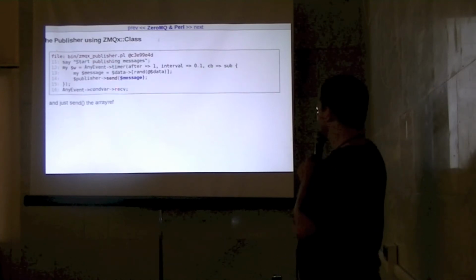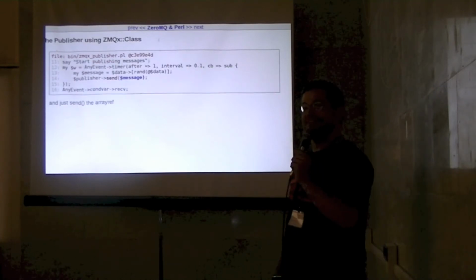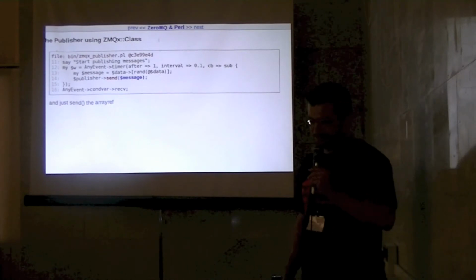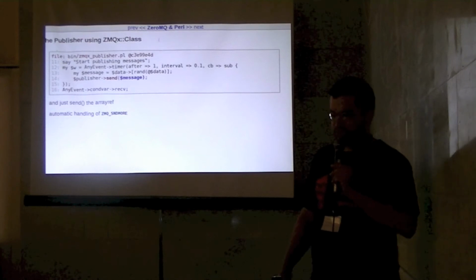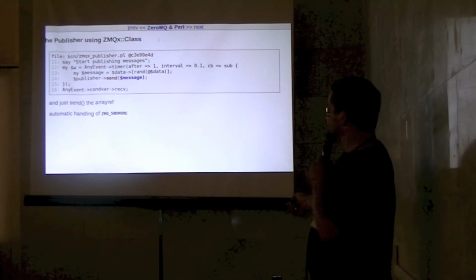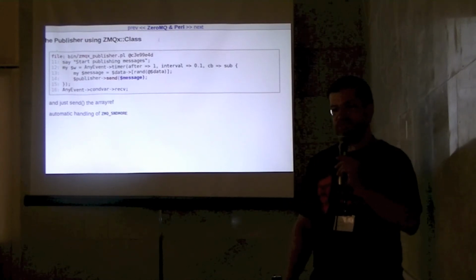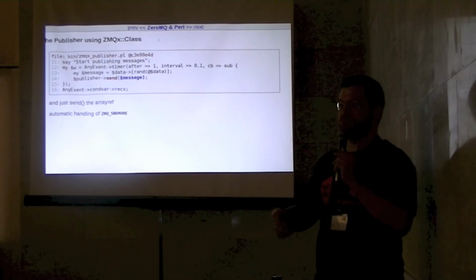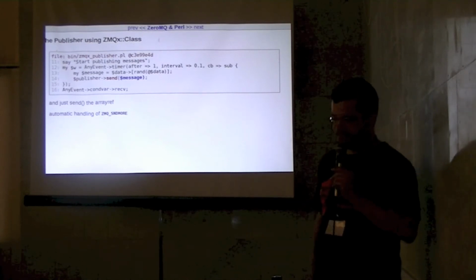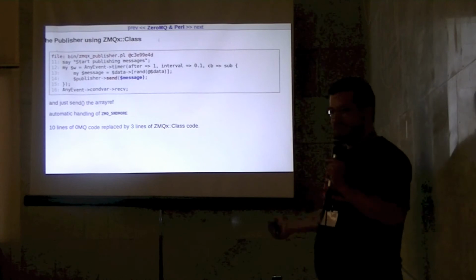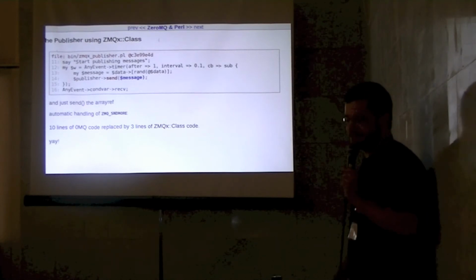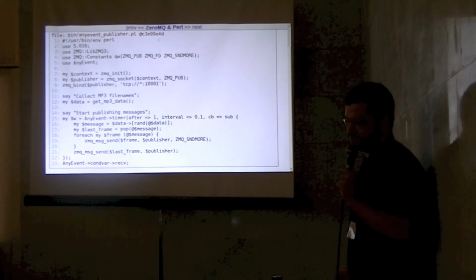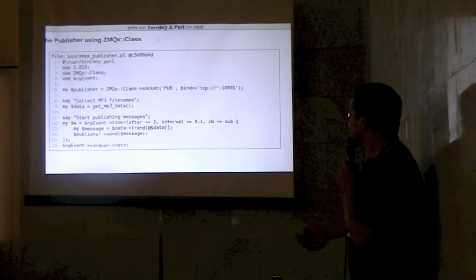To send a message, just send a message. Internally it does all the ZeroMQ send more handling automatically. The message has to be either an array ref if it's a multipart message or a single string if it's just one string you want to send, like OK or something. So now we replace 10 lines of ZeroMQ code with 3 lines. That's nice. So that's the old publisher, and that's the new publisher.